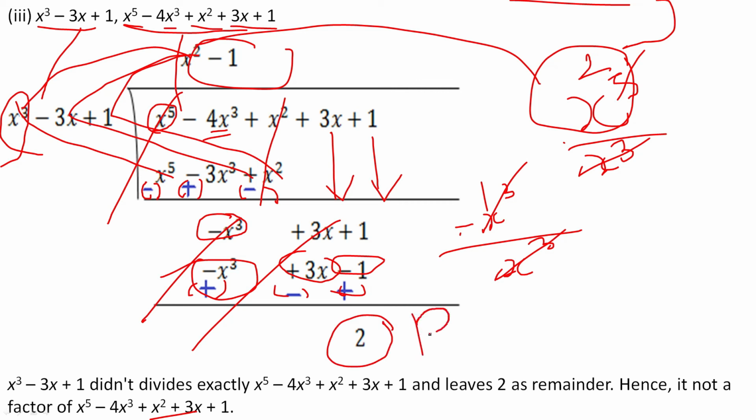If the remainder is 2, it does not divide exactly. The given polynomial x power 3 minus 3x plus 1 did not divide exactly x power 5 minus 4x square plus x square plus 3x plus 1, because it leaves remainder 2. Hence it is not a factor. If the remainder is any number other than 0, then it is not a factor of the given equation.